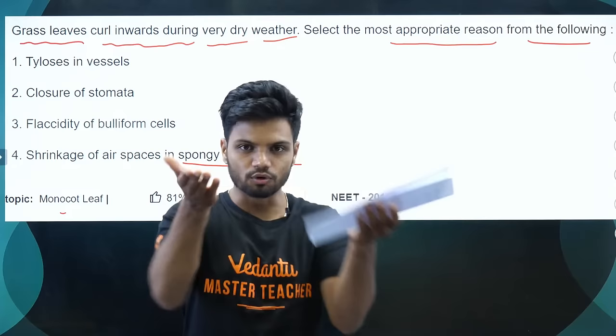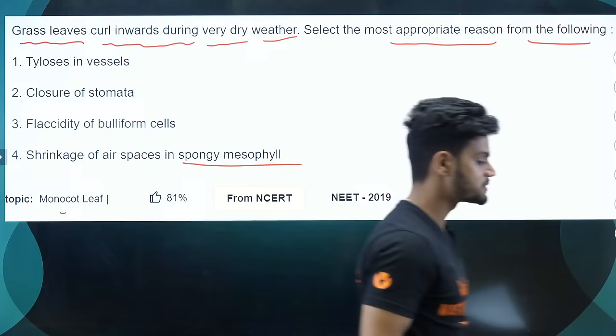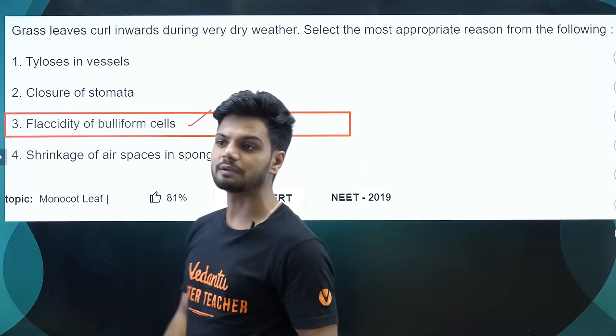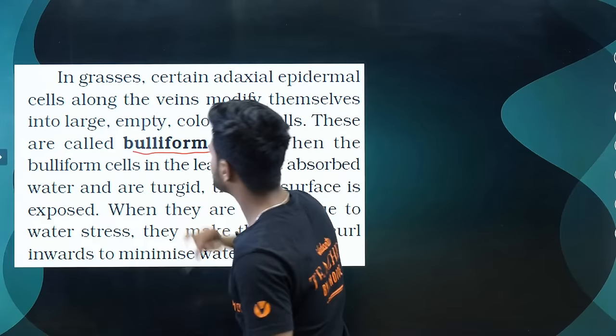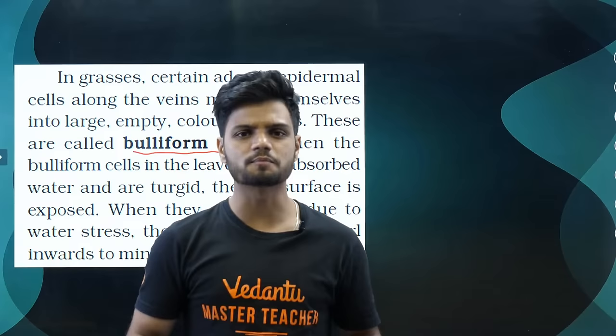Yes, that is because of the bulliform cells. Bulliform cells become very flaccid. They lose all the water, and they become flaccid. Clear. Now they can ask you, what are bulliform cells? They can ask you one more question. Do they bully someone else?